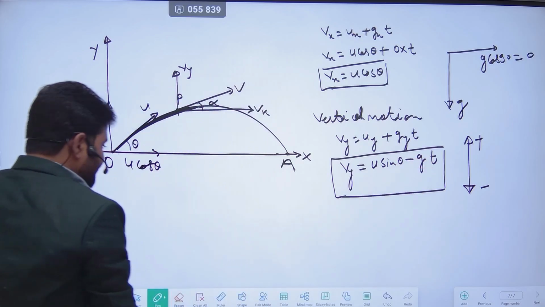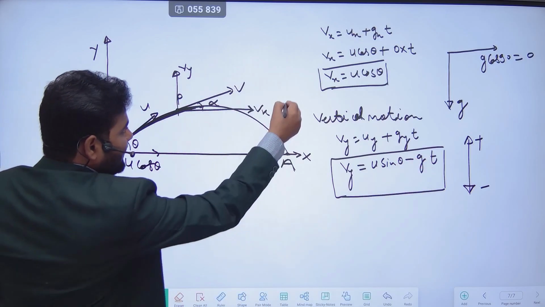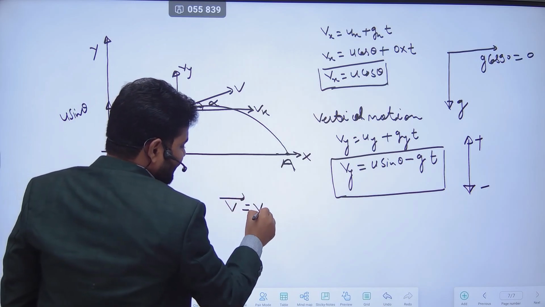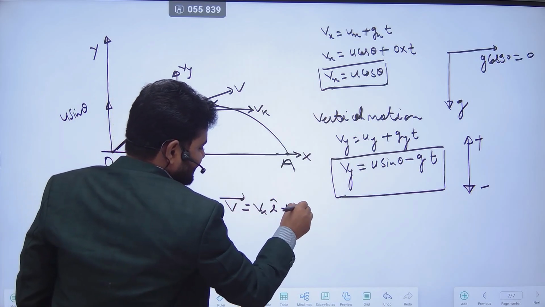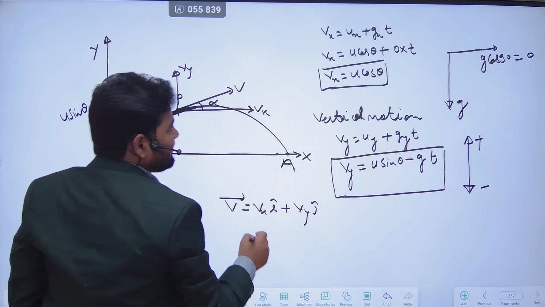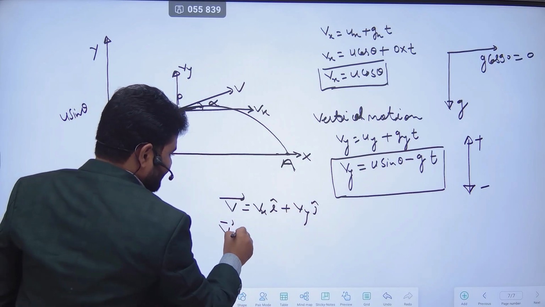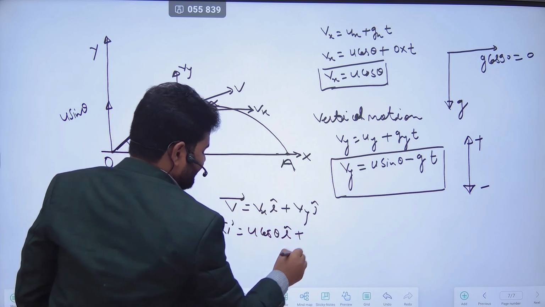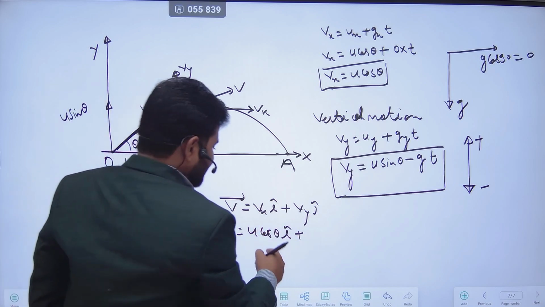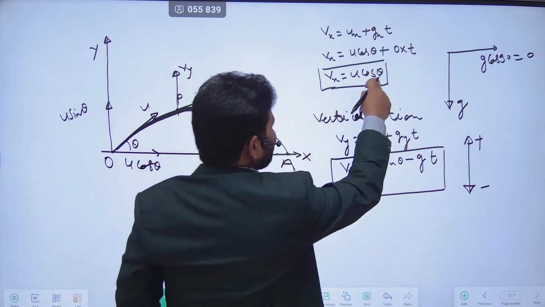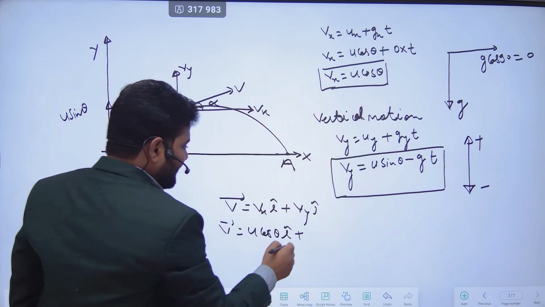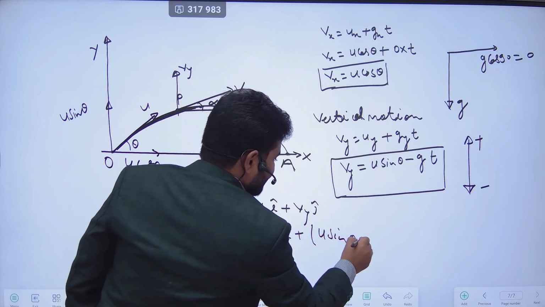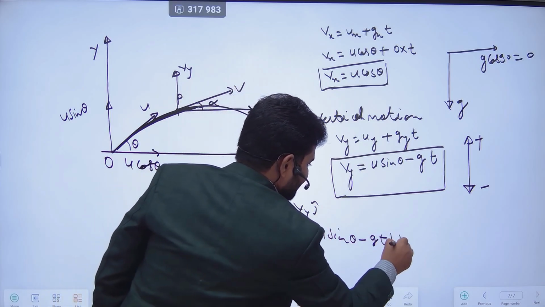In a similar manner, what about the net velocity? The vector form of net velocity we can write as vx i cap plus vy j cap. So from here we get v is equal to u cos theta i cap, which always remains constant, and vy is equal to u sine theta minus gt into j cap.